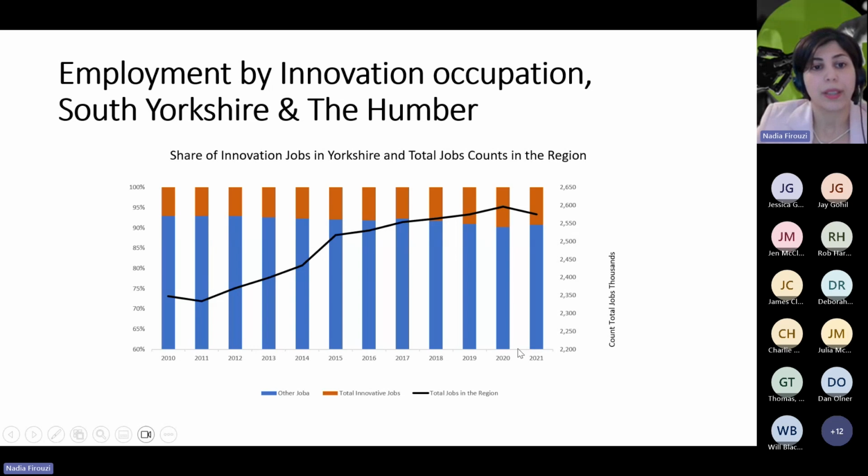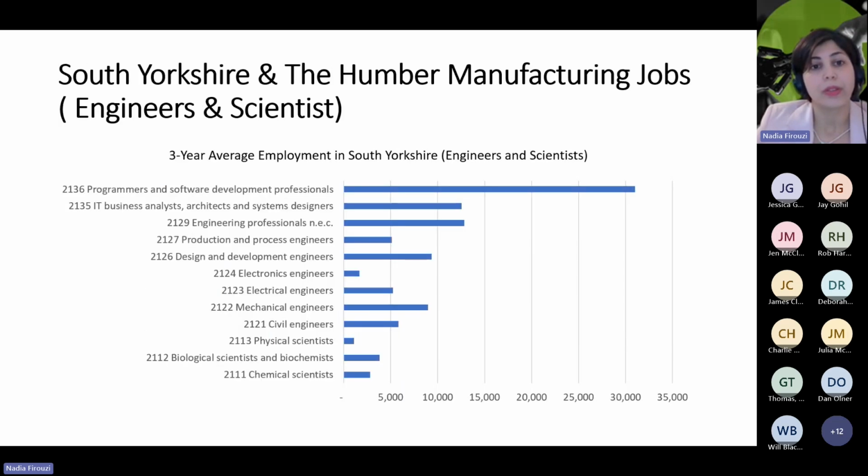So as you see, the three regions that we discussed are pretty similar in terms of innovation jobs, and even in terms of the proportion of innovation jobs in total jobs. If we go into more detail about the 3-year average employment for engineers and scientists in South Yorkshire and the Humber, again programmer and software developer lead, followed by engineering professionals and mechanical engineers, highlighting key roles in the region's manufacturing workforce. So very similar in terms of the workforce.